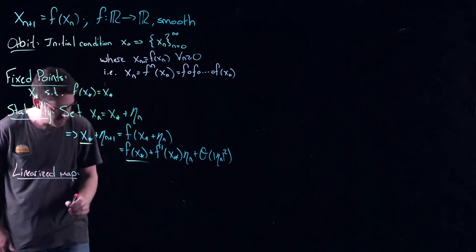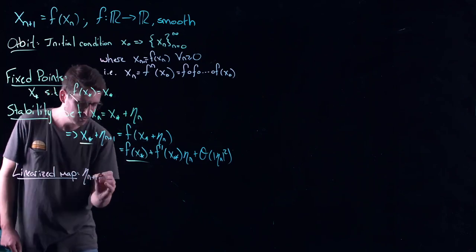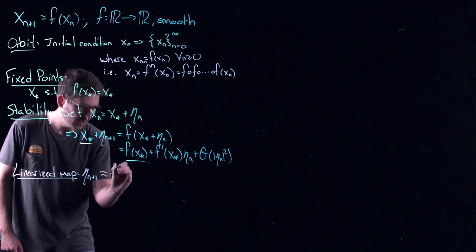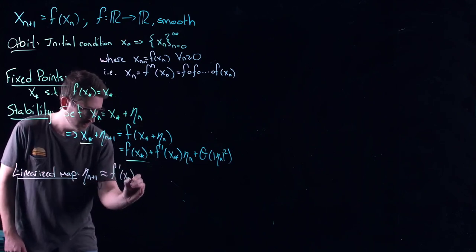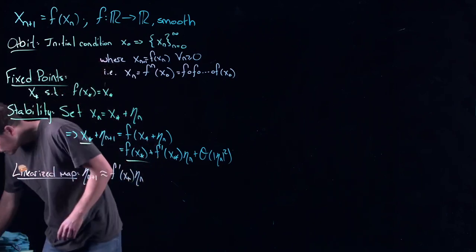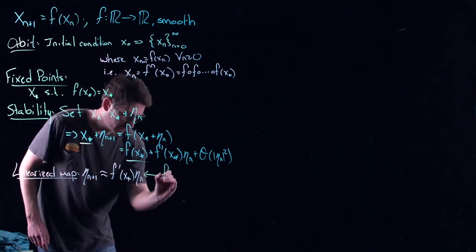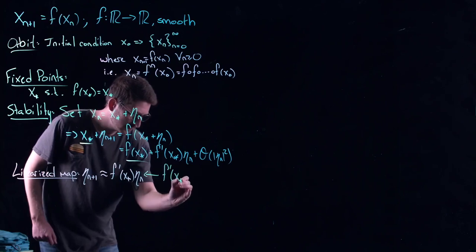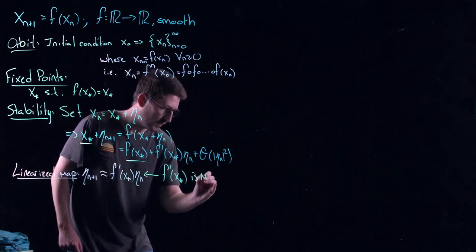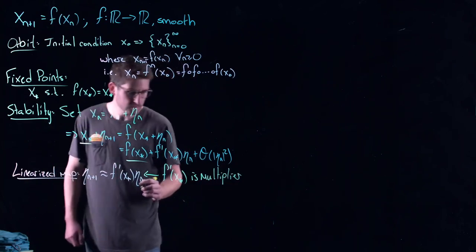And this linearized map is the next deviation a to n plus 1. This is equal to f prime of x star times a to n. And so in this case, I have my Floquet multiplier, f prime of x star, is the Floquet multiplier. So sometimes we just call it a multiplier whenever we're not talking about Poincare sections.